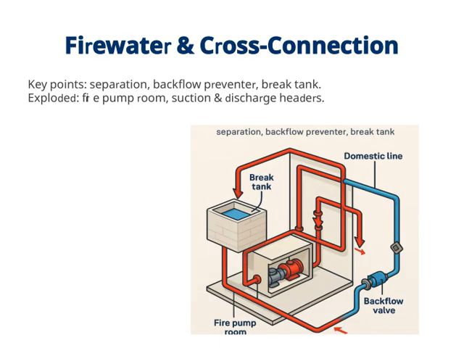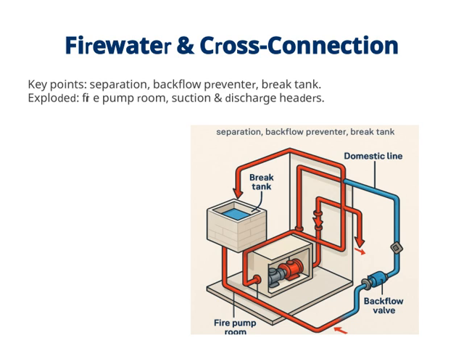Let's talk about firewater and cross-connection prevention. One of the most important concepts here is ensuring proper separation to avoid contamination. This means keeping the firewater system isolated from other water systems to prevent any backflow issues. A backflow preventer is a critical component in this setup. It acts like a one-way valve that stops contaminated water from flowing back into the clean water supply.